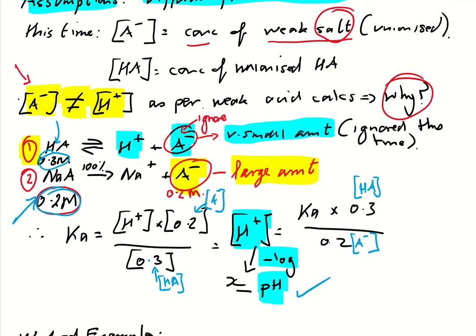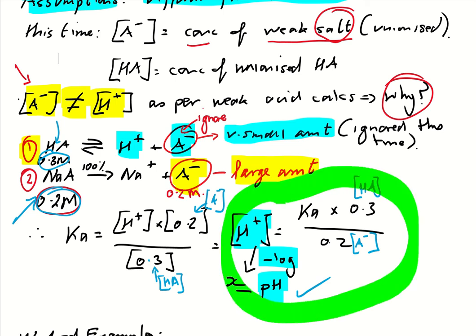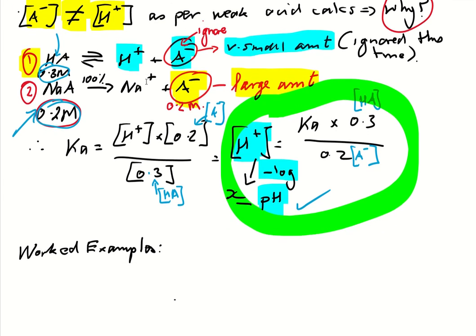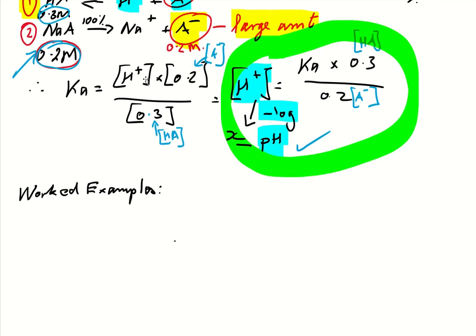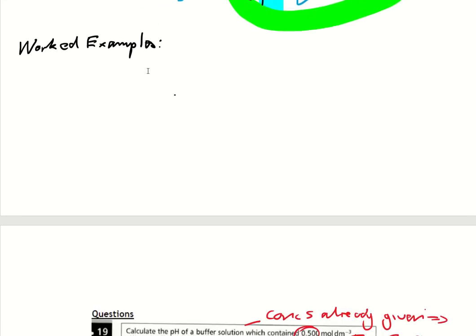So I suppose if you're wanting to memorize a formula for working out the pH of a buffer from a weak acid and the salt of a weak acid, there you go, that's the one that you need, which is different from when we were doing our weak acid calculations on their own.